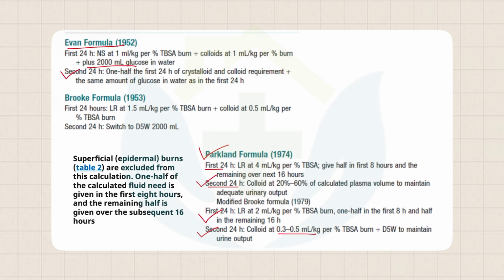So if you have a patient who has 50% body surface area burned, weighing 50 kgs, then the formula will come to 4 into 50 into 50. That will be around 10 liters of fluid that will have to be given over 24 hours. Next thing to remember, half of the fluid has to be given in the initial 8 hours, the remaining half in the next 16 hours. So it is not 12 and 12, it is 8 and 16.